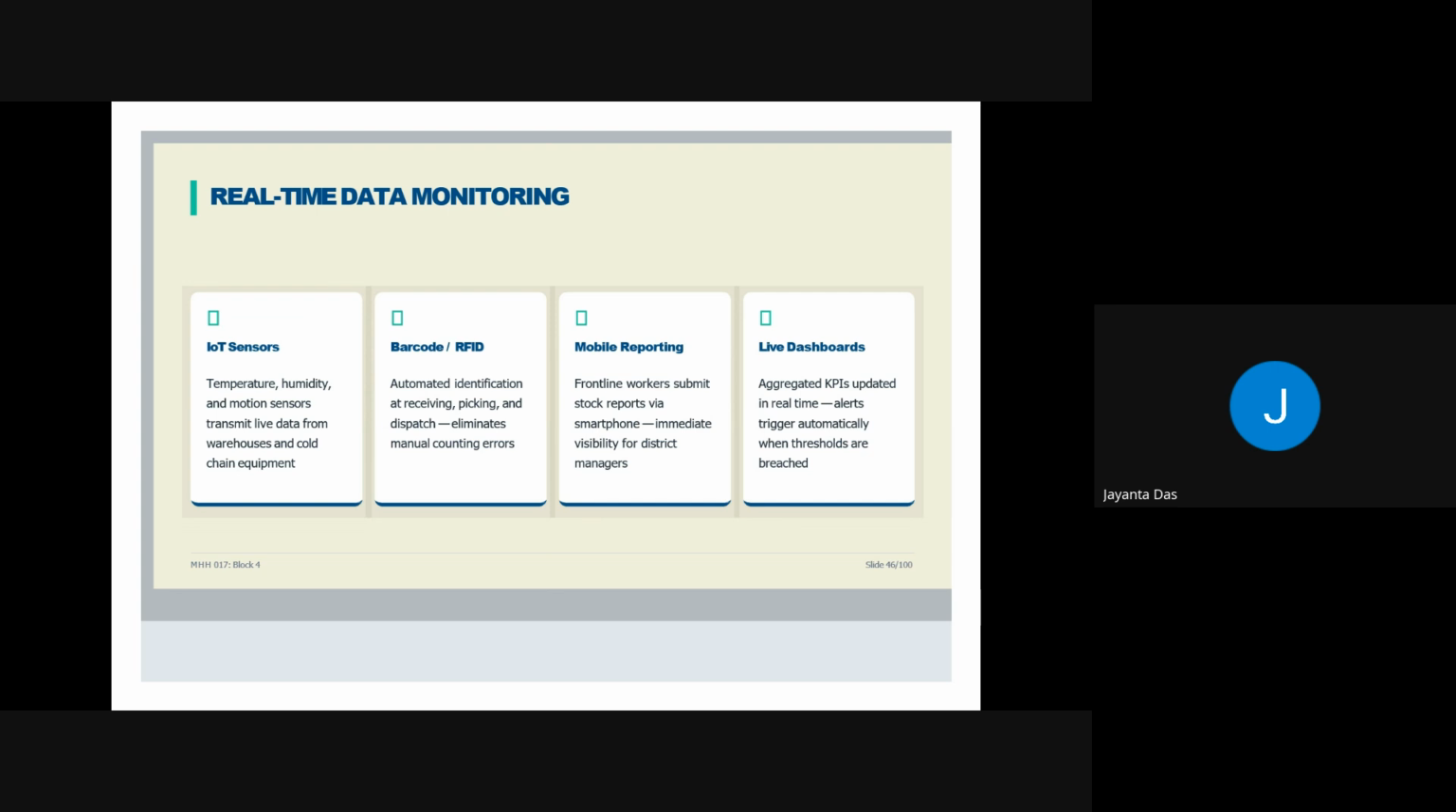Mobile reporting, that is frontline workers submit stock reports via smartphones, giving immediate visibility for the district manager, and live dashboards. So aggregated KPIs update in real time, and alerts trigger automatically when thresholds are breached. If the system can be put in order, you will find that these live dashboards become very effective, and very quickly they can give you alerts so that you can take preventive actions or corrective measures.